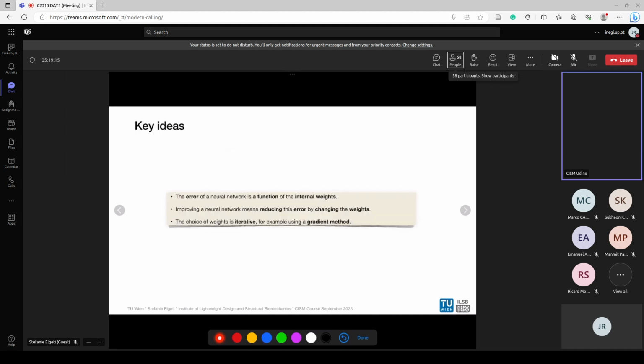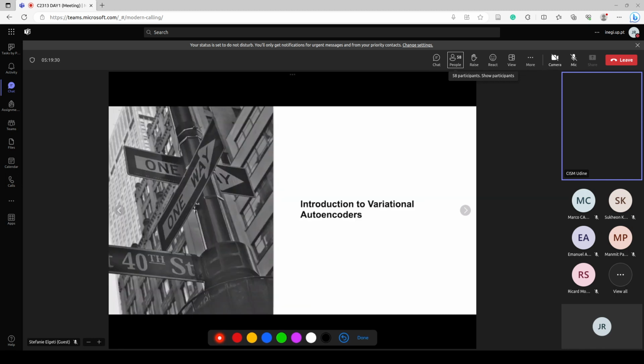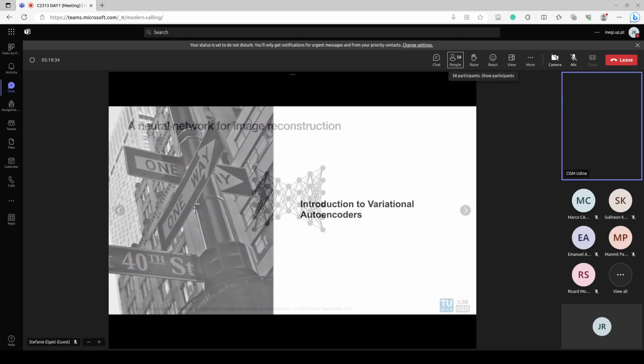So key idea: the error of a neural network is a function of the internal weights. Improving a neural network means reducing this error by changing the weights, and the choice of weights is iterative, for example, using a gradient method. All right, now we come to a specific type of neural network.